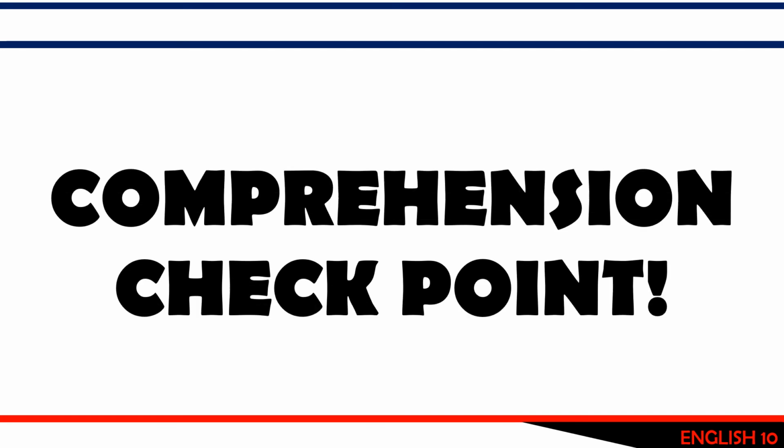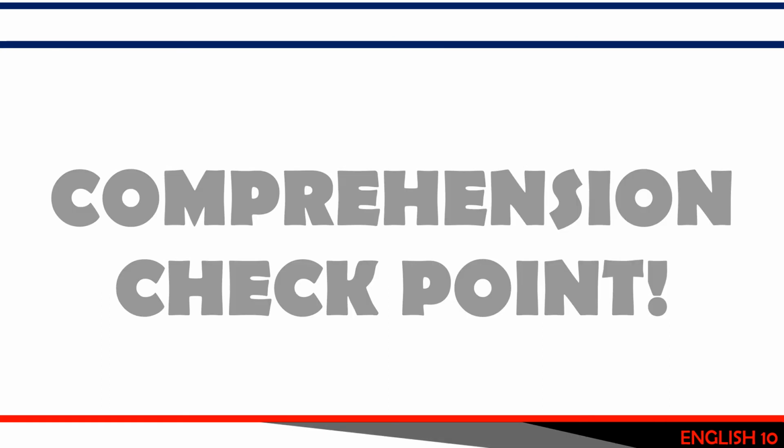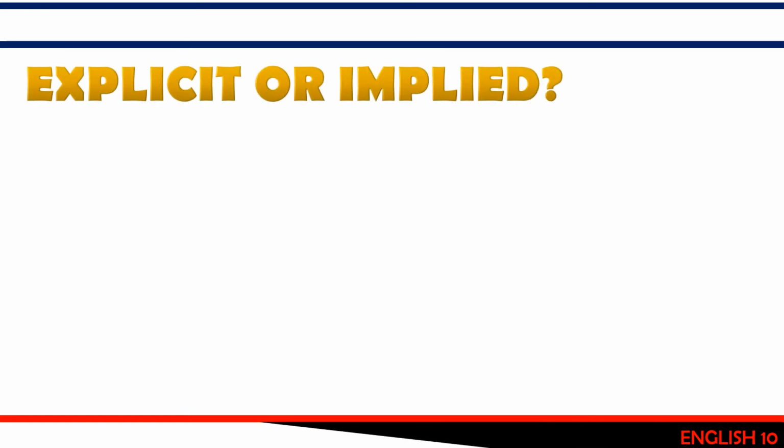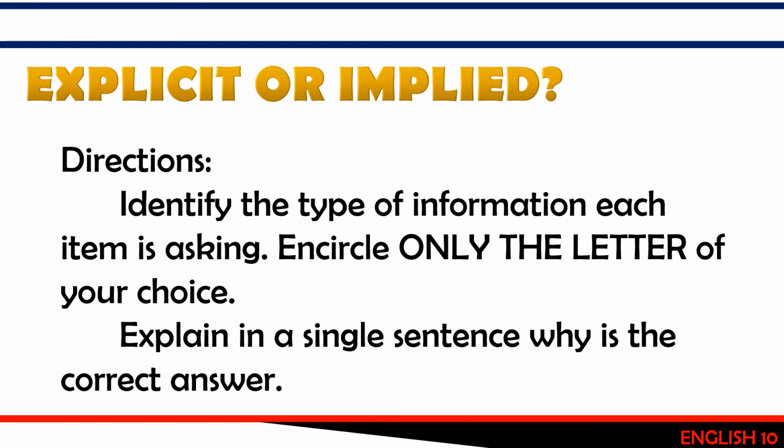Alright, so let's check your understanding with this comprehension checkpoint. What you will do is, you have to identify whether the given item is explicit or implied. So identify the type of information each item is asking. You only have to encircle the letter of your choice, and then, in a single sentence, explain why.